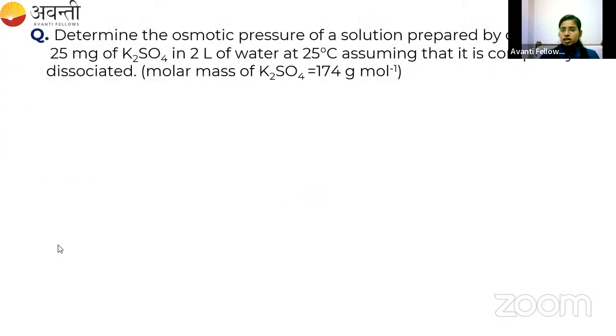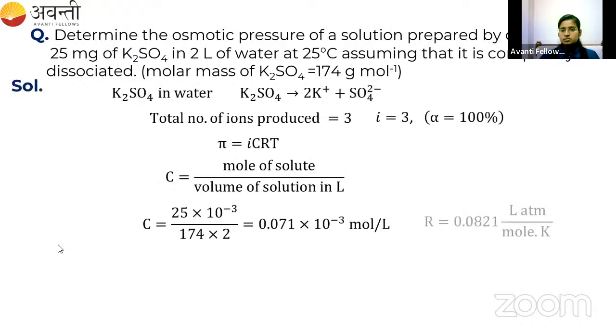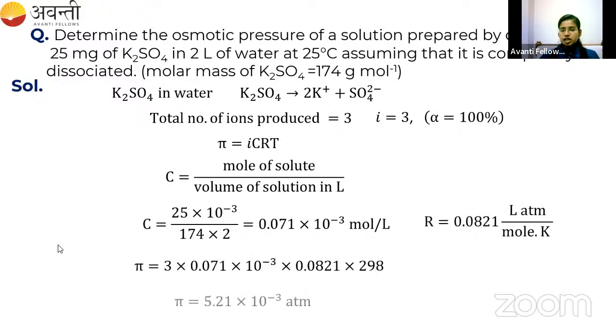I will give you one question. You can take this as a homework and solve it by yourself. All of you can take a screenshot of it and do it on your own. Check whether you are getting the pi value as 5.21 or not.